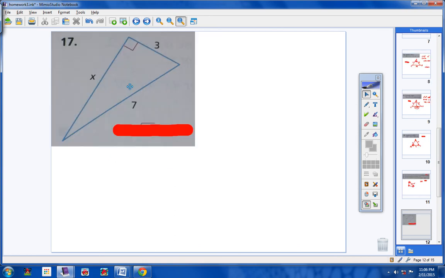Number 17, we have a right triangle and we're missing a leg. So I have leg squared plus leg squared equals hypotenuse squared. 9 plus x squared equals 49. Subtract 9 from both sides. x squared equals 40. So x equals the square root of 40.